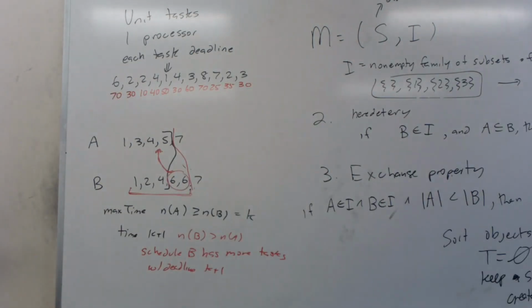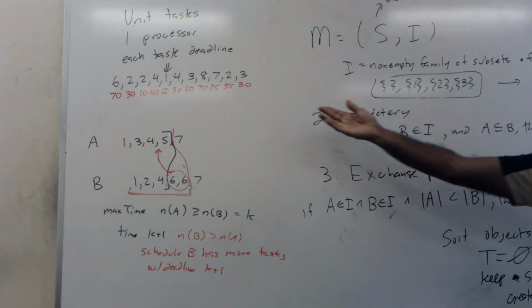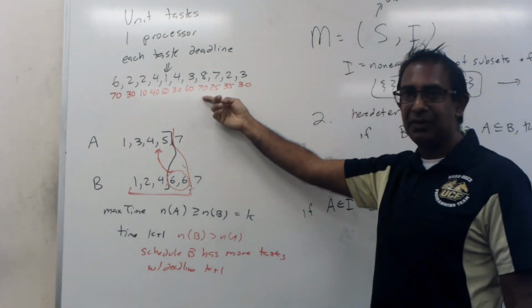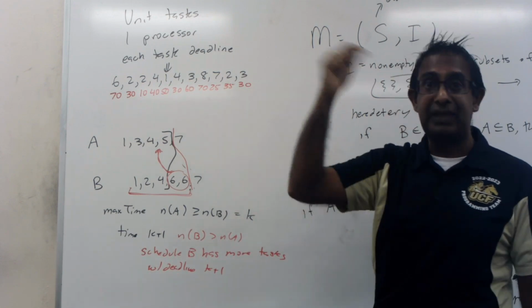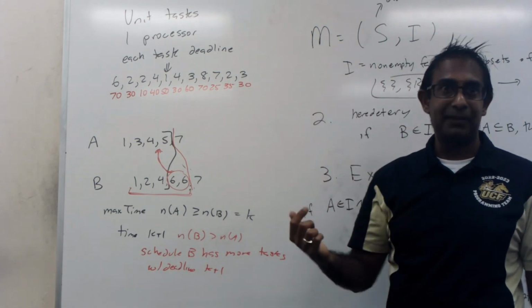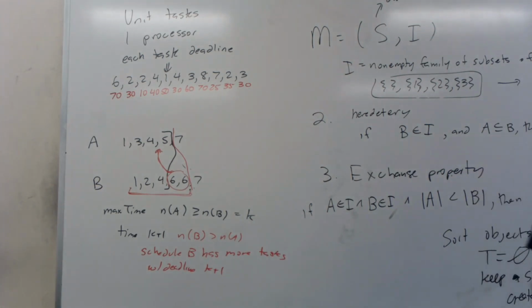So since that's the case, our algorithm's simple. We just sort from max to min in the red values, how much money you get per task, and then you add it into the schedule one by one if you can. So how do we know if we can add it into the schedule?